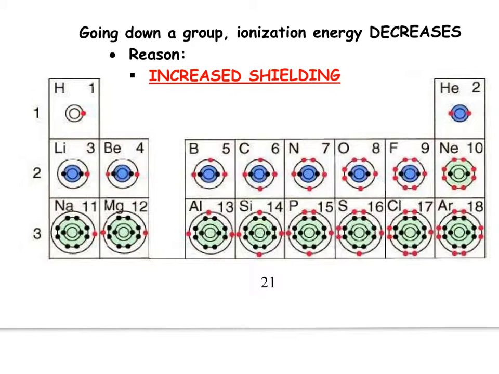Remember, those protons in the nucleus are trying to hold on to those electrons. So if I put stuff in between them, they're shielding them. They're shielding the protons so the protons can't hold on as tightly, and it gets easier and easier to remove an electron as you go down a group.